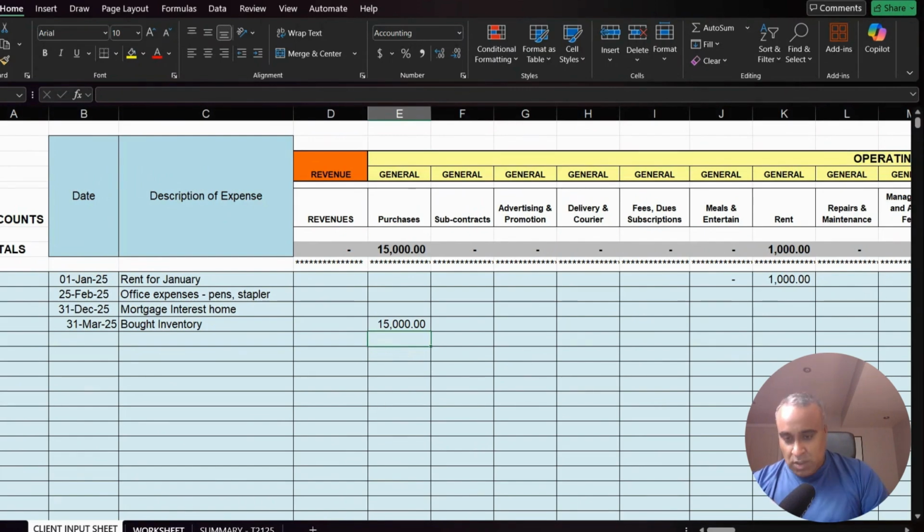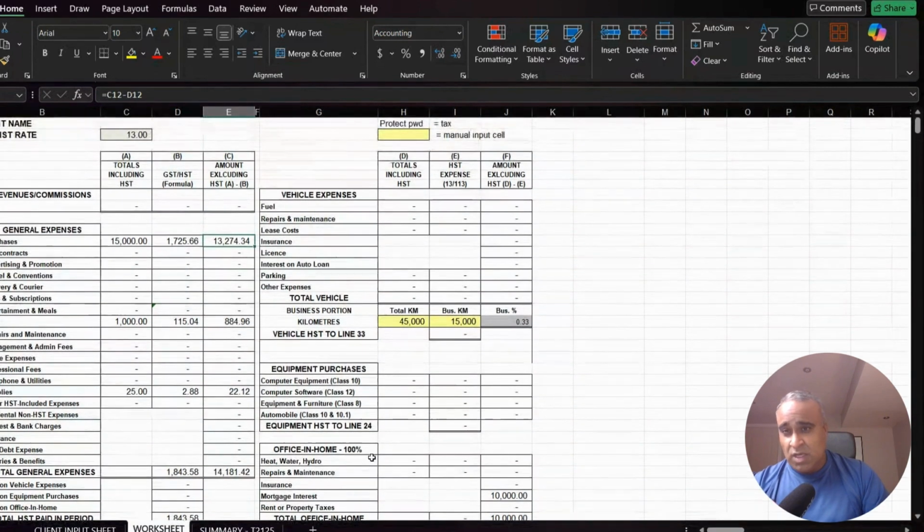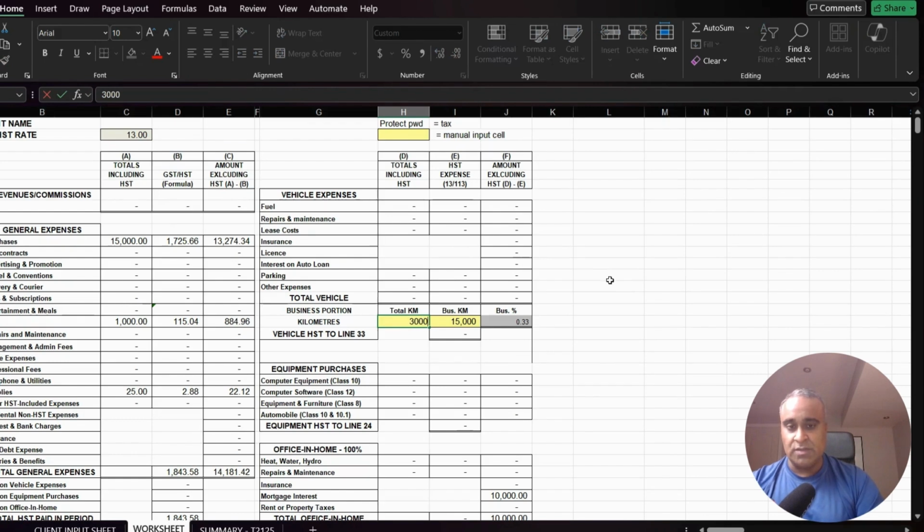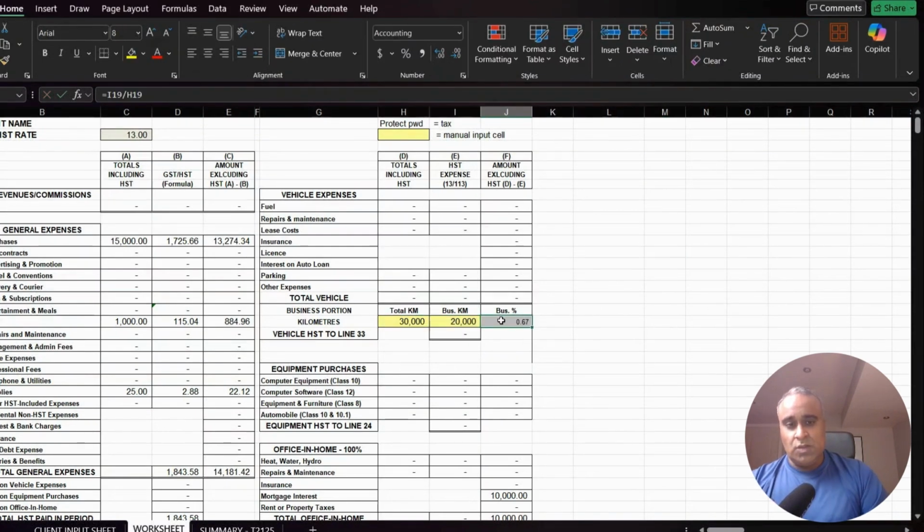Another tab that I want to mention, and the only fields that you really have to do here, is if we're claiming vehicle expenses, then put the total kilometers that you believe you traveled in the year. Total meaning both personal and business. So let's say it's 30,000 kilometers, and let's say you drove 20,000 for business. That comes out to a percentage of 67%. Once all the vehicle expenses are populated, it would prorate based on 67% for business use.